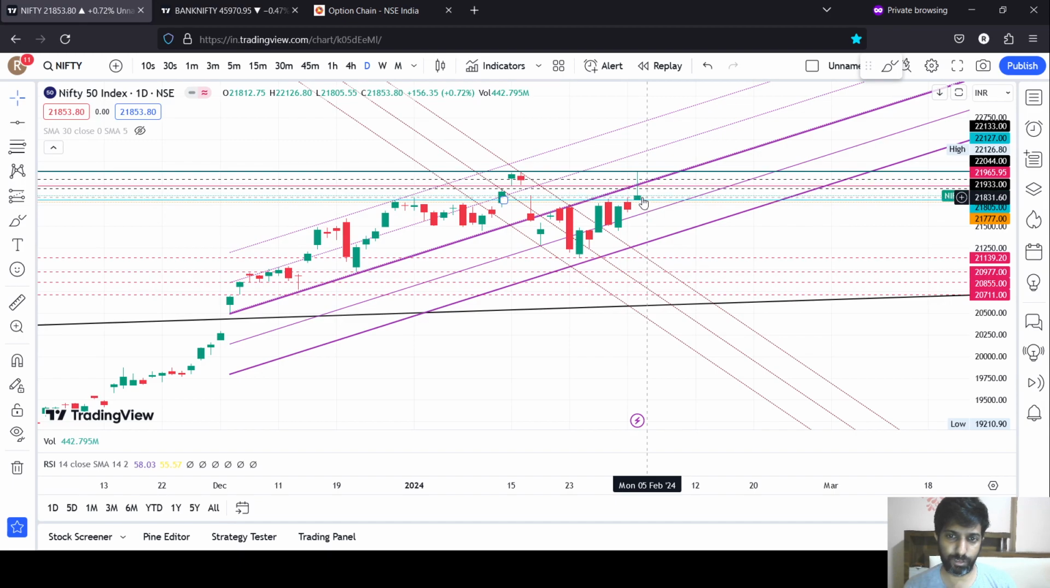If the lows of this candle break, then we may see a further downfall till at least 21,655 levels, which happens to be the middle of this purple channel. And if the price sustains or breaks below that, then we may see the bottom of the channel tested as well.